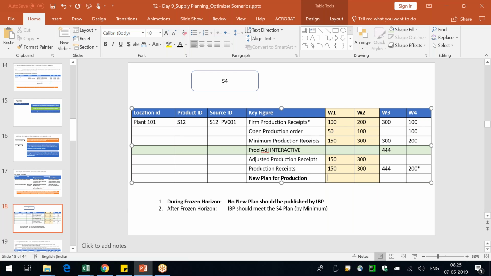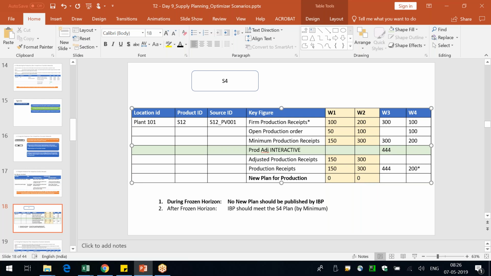So what should I do usually? Only send the net plan, only send the delta, anything that is more than what S4 has already planned. What happens in week one? IBP said do 50, S4 has already done 150. IBP said 150, S4 already has 150. So I'll take the net, the delta. So here it would be 0. IBP sent do 300, but S4 has already had 300. There is nothing new, so do nothing.